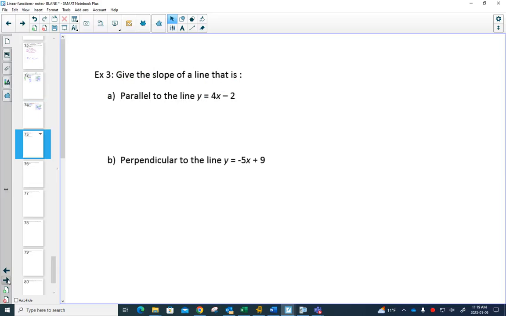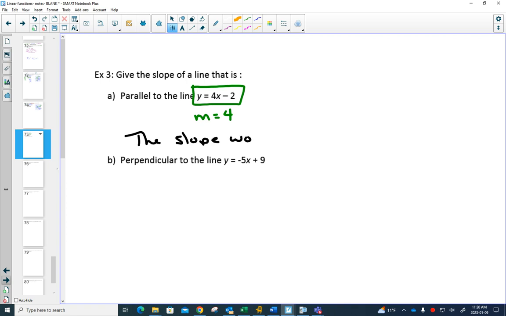So if something were parallel to y equals 4x minus 2, it would have the same slope as that green line. Put a green box around it. Do you know the slope of that line? Yes, it's in y equals mx plus b form. The slope would be 4. So the answer to our question, what's the slope of our line? The slope would also be 4.